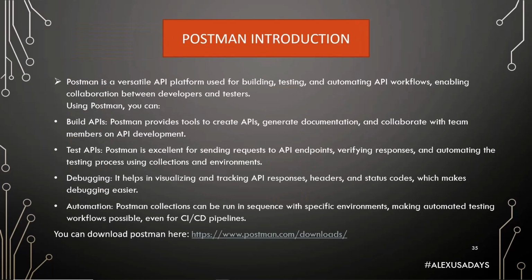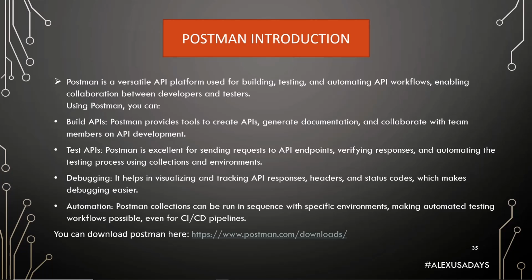All right, so what is Postman? Postman is a versatile API platform used for building, testing, and automating API workflows, enabling collaboration between developers and testers. Using Postman, you can build APIs. So Postman provides tools to create APIs, generate documentation, and collaborate with team members on API development.